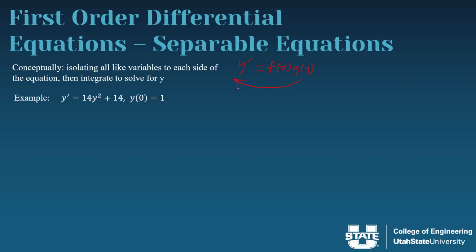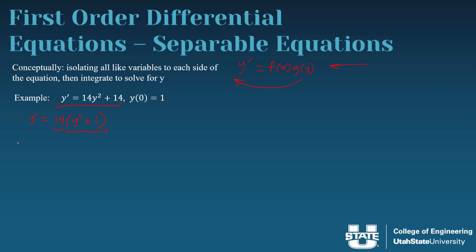So here we have our ODE, and we're thinking to ourselves, well, how can I get it into this form right here? Well, one way that we could do it is we could factor out this 14. So let's do that. We have y prime is equal to 14 times (y squared plus 1). All right, so now we have some function of x, even though x isn't present, and then we also have some function of y.